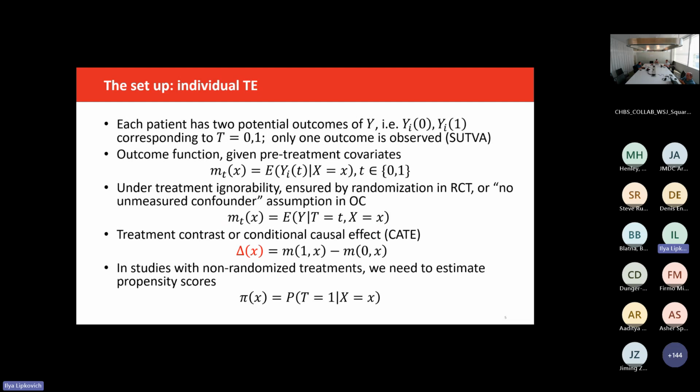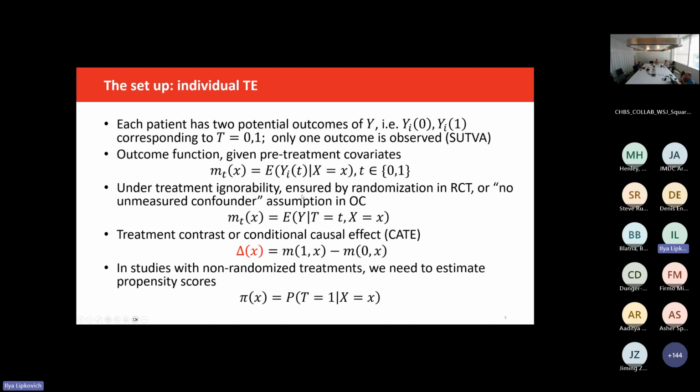Now, to set up the causal elements here, as I said before, there are two potential outcomes, assuming two treatments and only one is observed. That's the fundamental problem of causal inference. And we want to introduce the outcome function, which is essentially the expectation of potential outcomes given covariates, and for treatment, the treatment indicator can be 0 and 1.